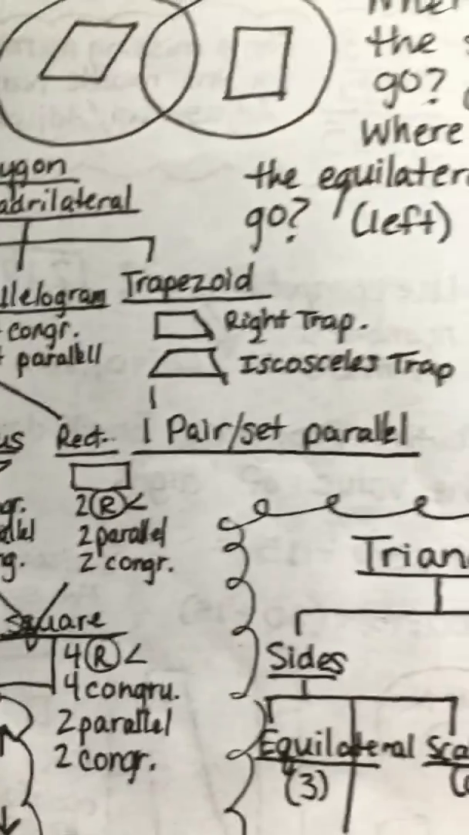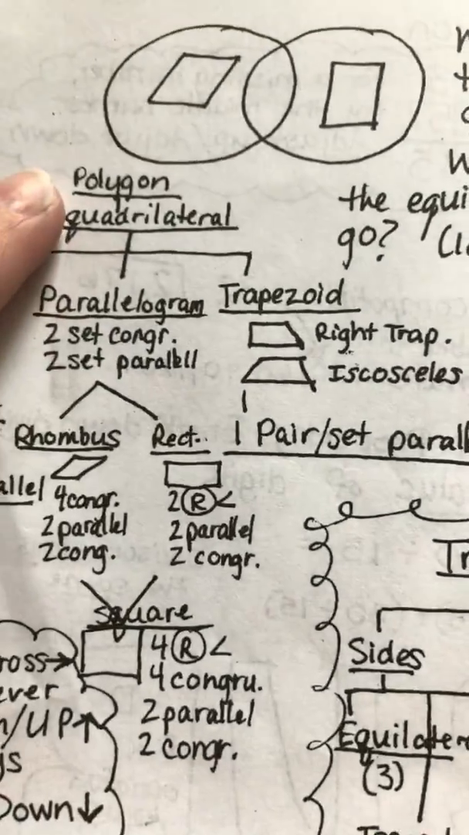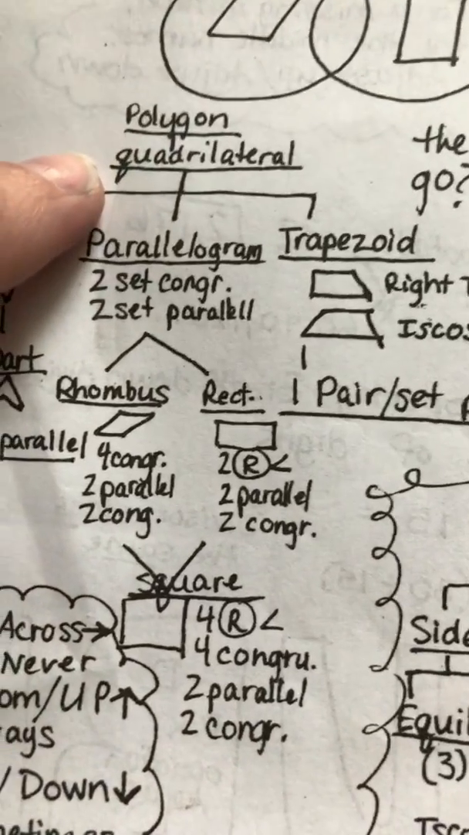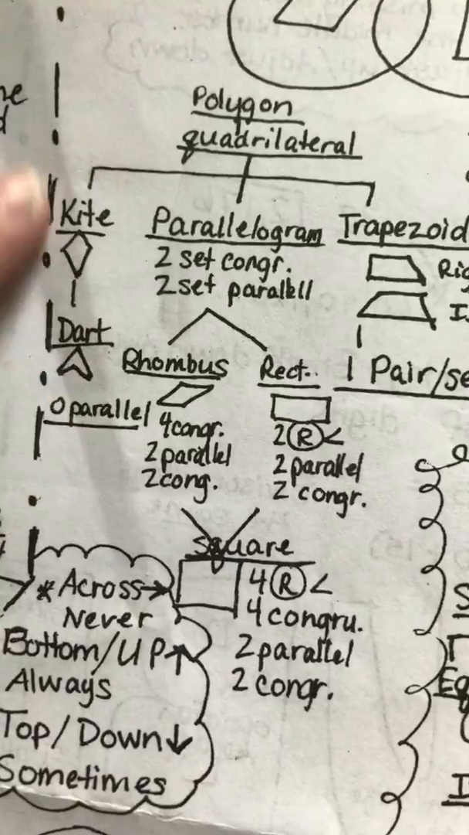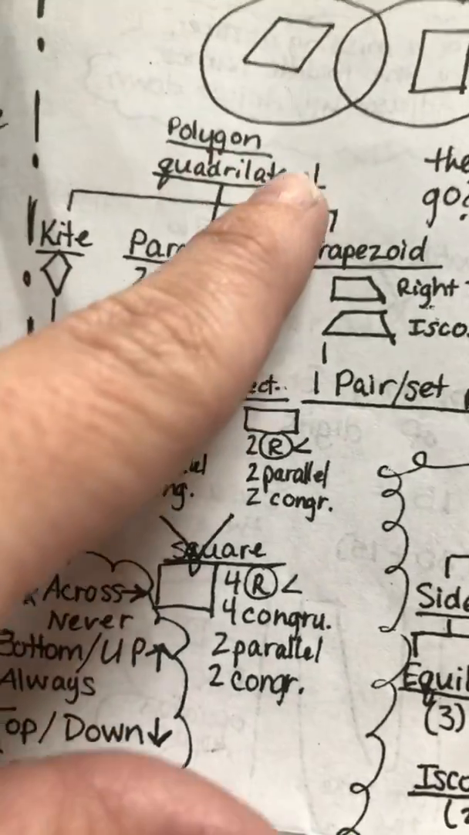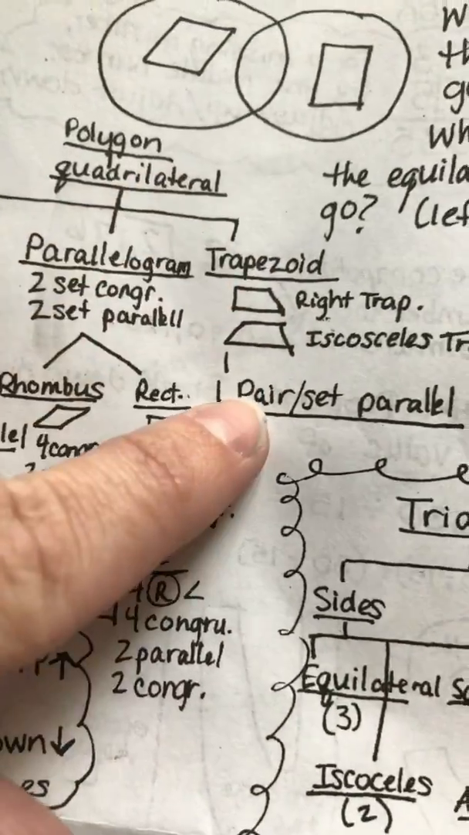We did a hierarchy, and we said with our hierarchy that all closed figures with 3 or more sides are polygons, and then a 4-sided figure is a quadrilateral. So we have different types of quadrilaterals. We have a kite and a dart, which have no parallel sides. We have a trapezoid, which has one set of parallel sides.